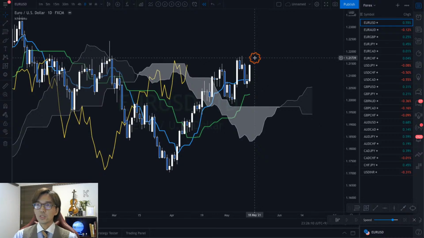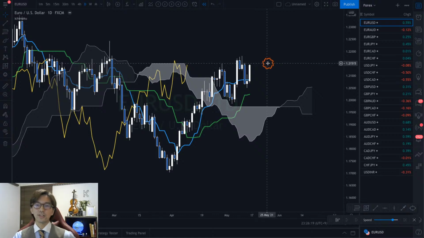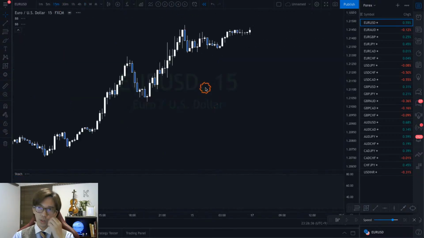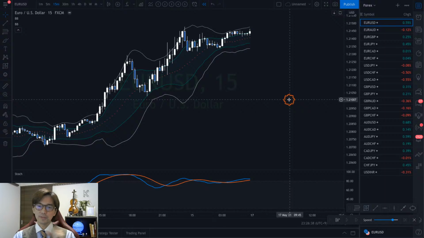So yeah, I try to make things simple. I used to use like 20 or 30 indicators before to take trades. I was always looking for the entry edges, and I was totally obsessed with these indicators. But now I only use Ichimoku for higher time frames, and for lower time frames I only use Bollinger Bands and Stochastics. So I make it very simple, but very powerful when it comes to taking trades.